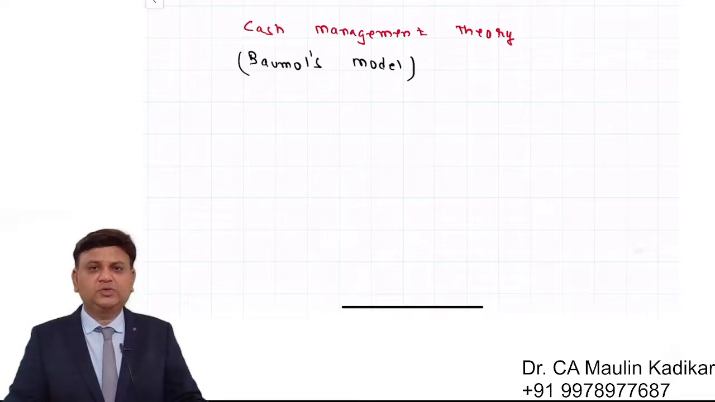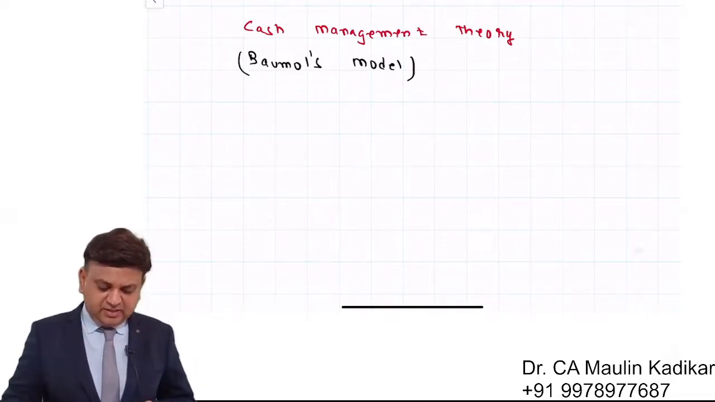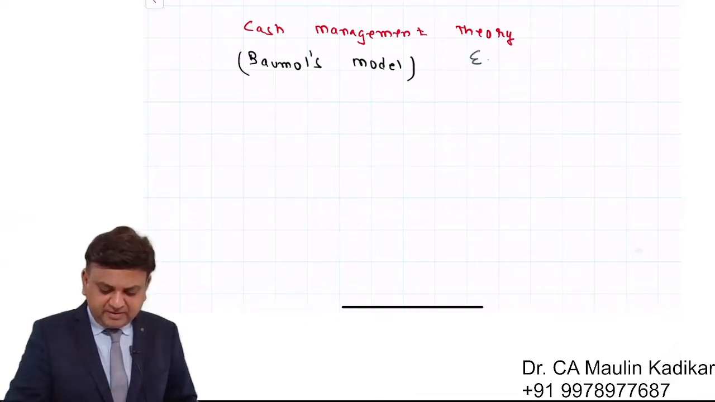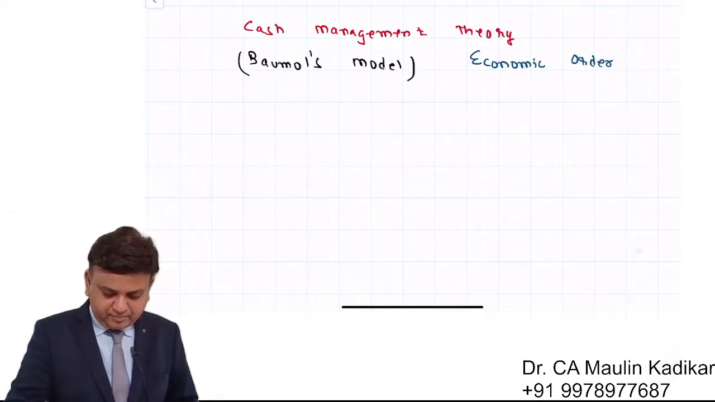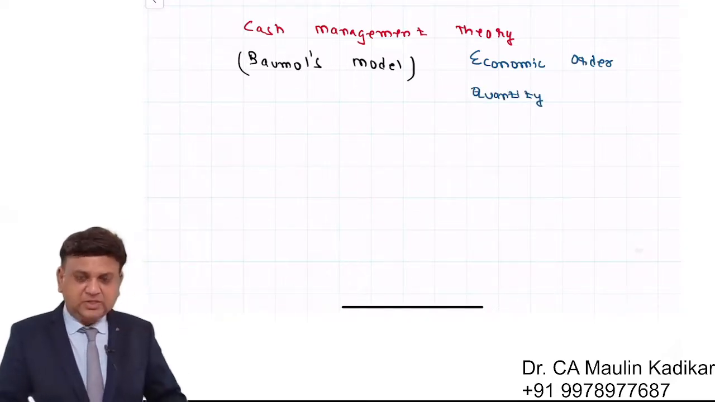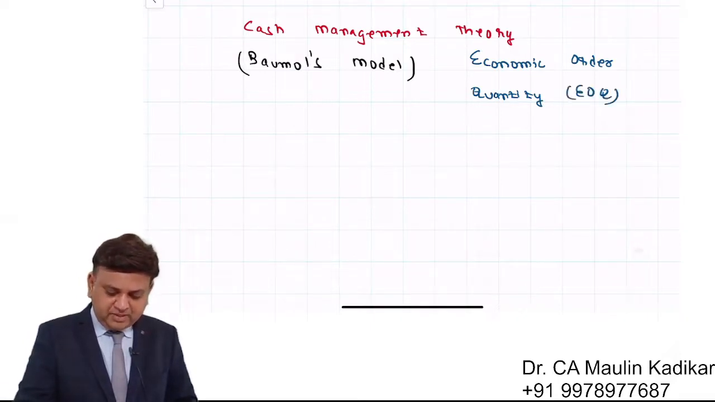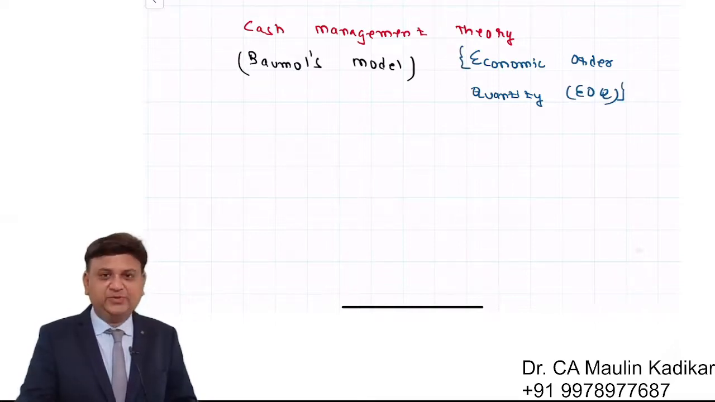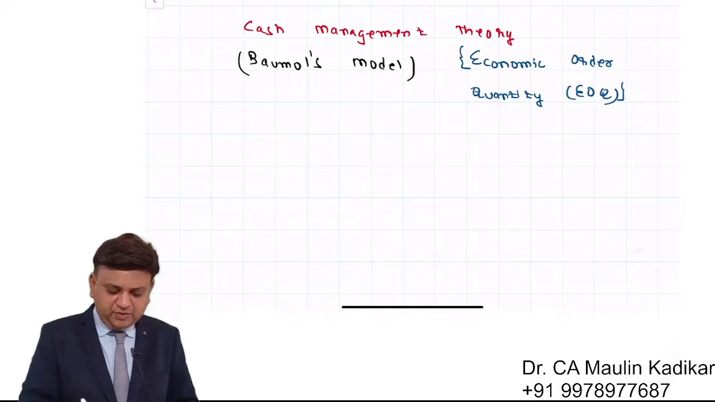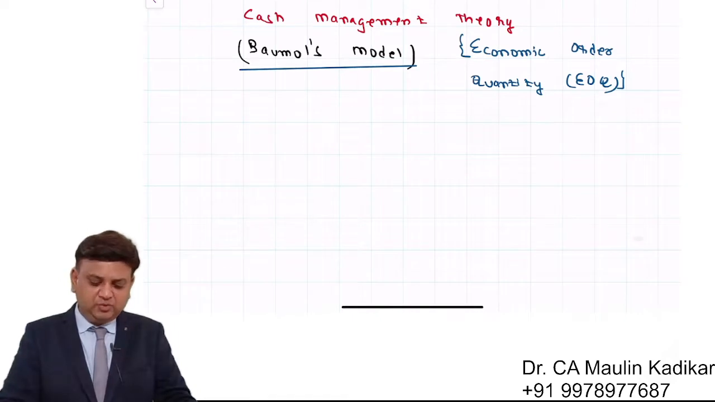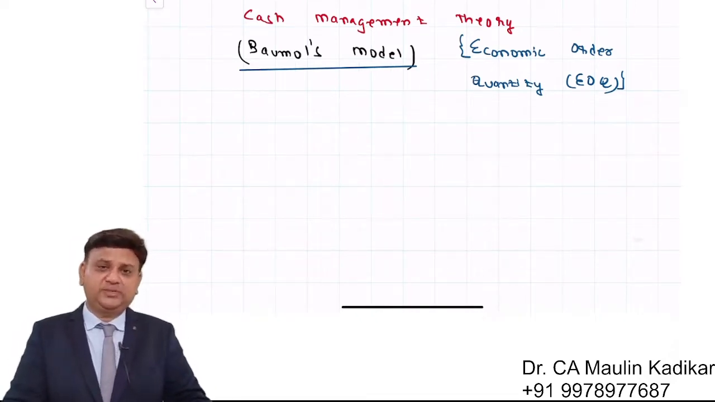Dear students, as far as Baumol's model is concerned, it is exactly connected with a concept that we have in costing, which is given the name economic order quantity. That is a concept called EOQ, economic order quantity. You will be able to understand this cash management theory, Baumol's model, only if your EOQ concept is done. If it is not done, then I request you to learn this theory once your EOQ concept is done.